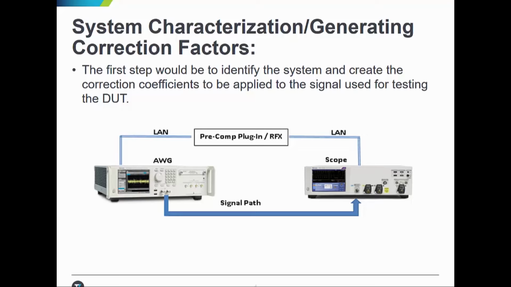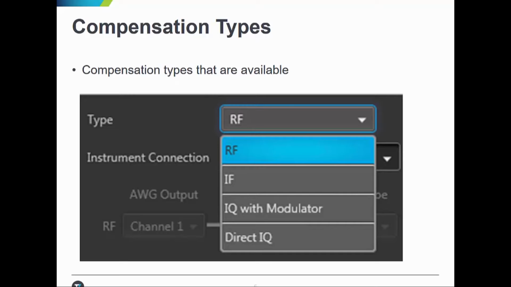The precompensation plugin for the AWG70K series, or Source Express, which is a PC platform that simulates the AWG, offers several types of compensation methods depending on the application and if the AWG is a dual or single channel instrument. With dual-channel AWGs, the user can select from RF, IF, IQ with modulator or direct IQ settings. Single-channel instruments only allow RF or IF compensation.